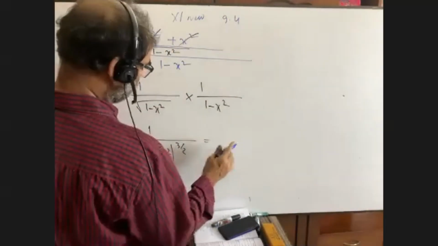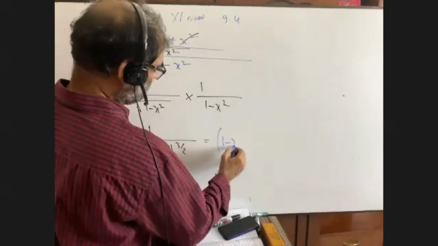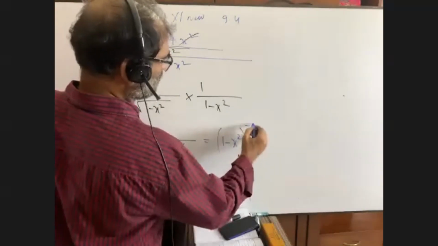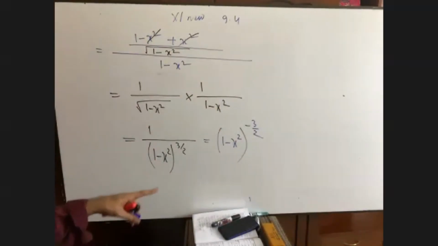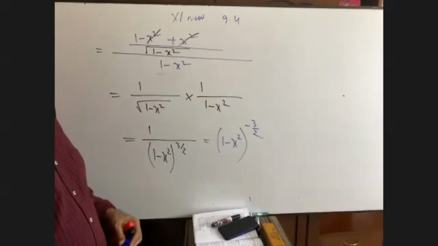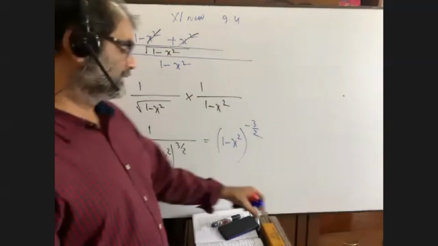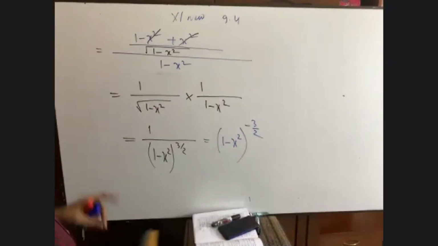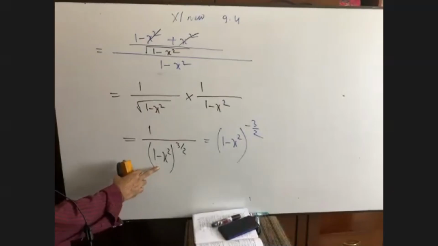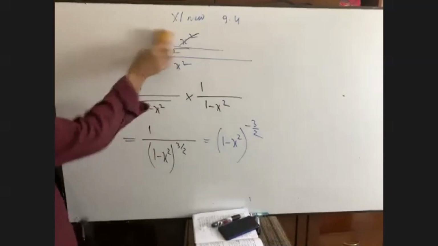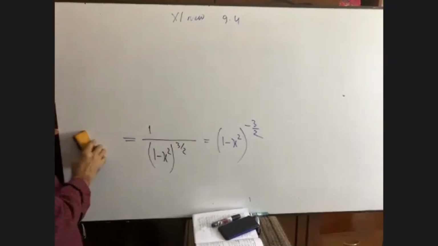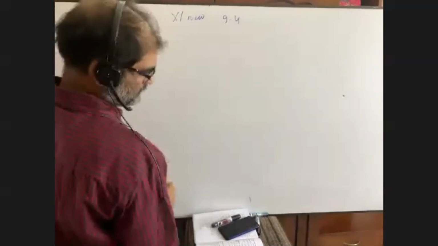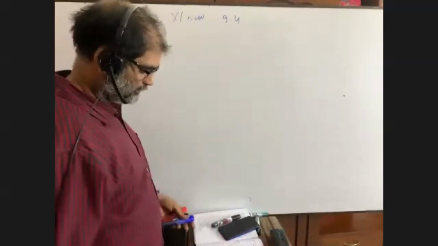They have done 1 minus x square whole to the power minus 3 by 2. We can write it, or we can leave our answer here. Not a matter. But in another book, as far as I have seen, its answer is this. Whatever it is. Have you copied it? Yes, sir. Thank you very much.